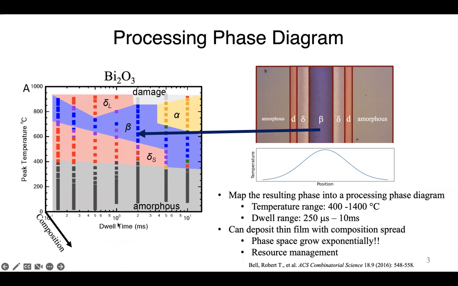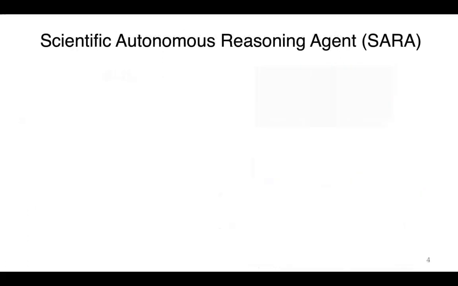In addition to these two conditions, we can also deposit thin films that have a composition spread, so that at each location on the wafer we have a different composition, and we can deposit a number of different elements on top of the films. This phase space really grows exponentially as you add more elements. It is also a resource management problem, because our anneal is destructive: once you anneal it, you cannot do another experiment on that condition again. So this is a good place to introduce active learning schemes.